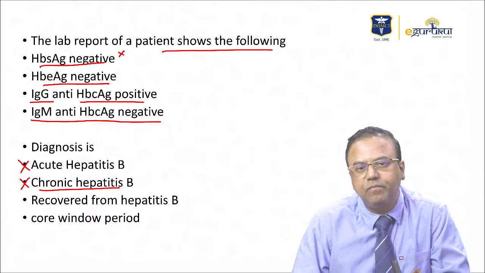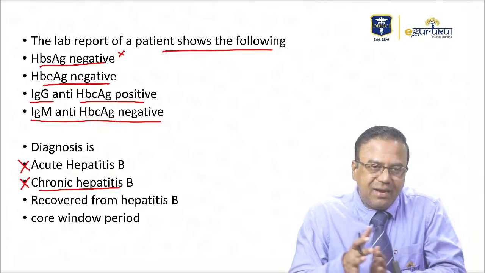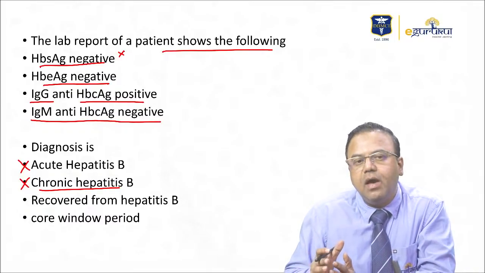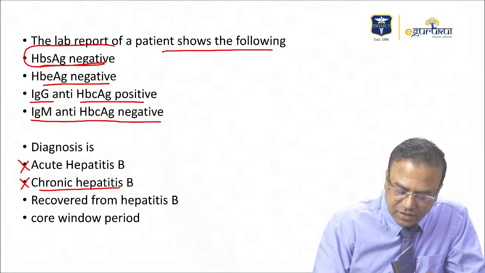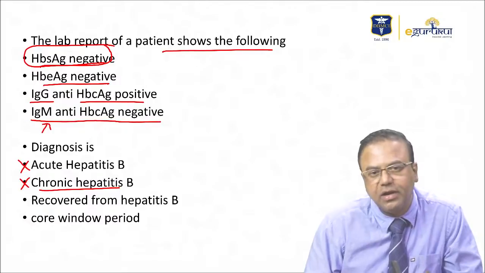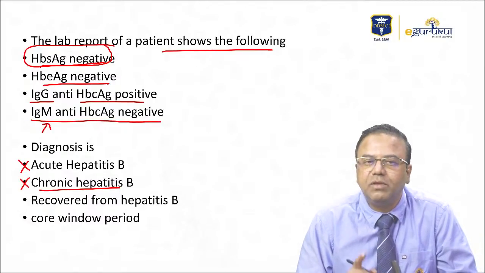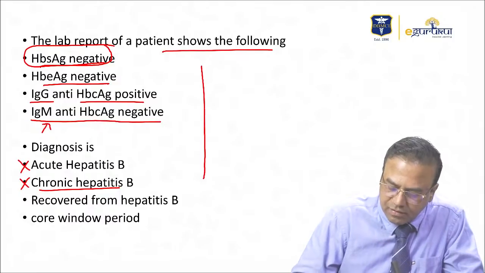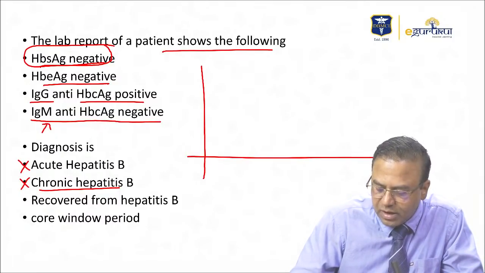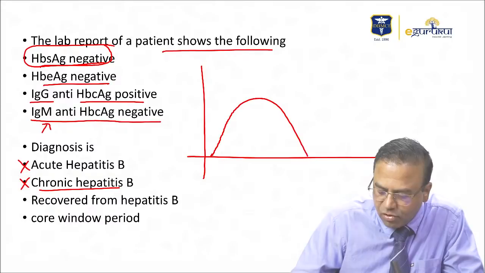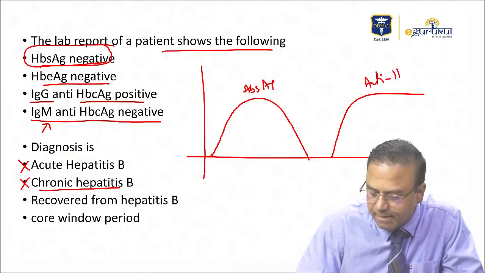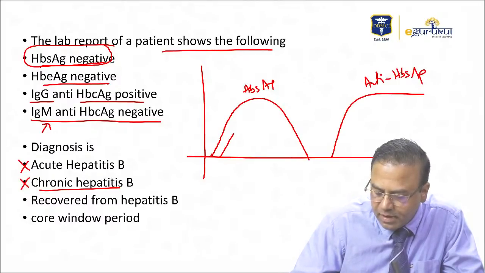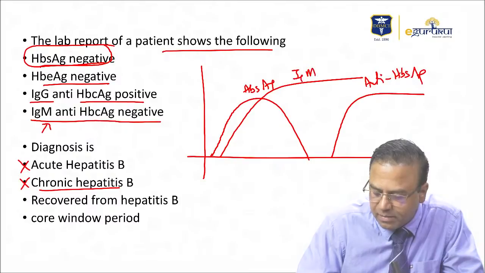In a core window period, we are talking about antibody against surface antigen and surface antigen, both should be absent. This is not a core window period. Surface antigen is negative, and IgM is also negative. The point is, core antibody, remember, will come with IgM. I've seen some students ask me, sir, why not? The answer is not core window because, in the window period, the patient has no surface antigen and no antibody against surface antigen, and the main antibody you're supposed to get is IgM anti-HBc.